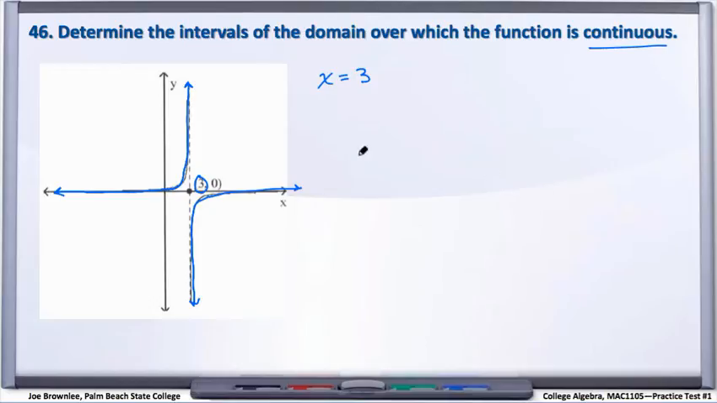out towards positive infinity. So we can say that the domain over which this function is continuous is from negative infinity to positive 3. And again, we're not including positive 3. We pick back up, so we use a union symbol. We pick back up again at 3, and then we exist out towards positive infinity. So this function exists everywhere except when the x value is 3, because at 3 we have a vertical asymptote there.